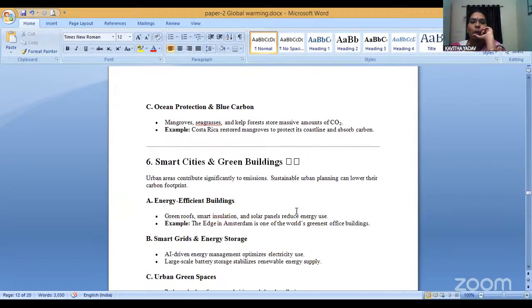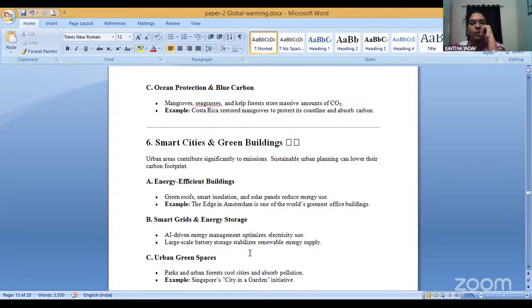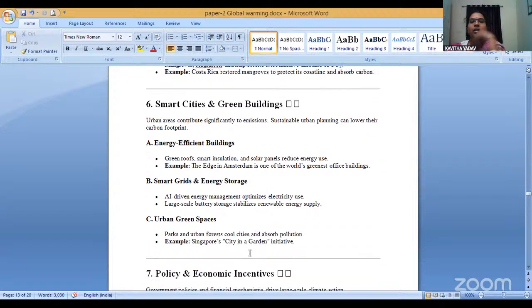Ocean protection and blue carbon: mangroves, sea grasses, and kelp forests store massive amounts of carbon dioxide. Example, Costa Rica restores mangroves to protect its coastline and absorb carbon. The smart cities and green buildings.